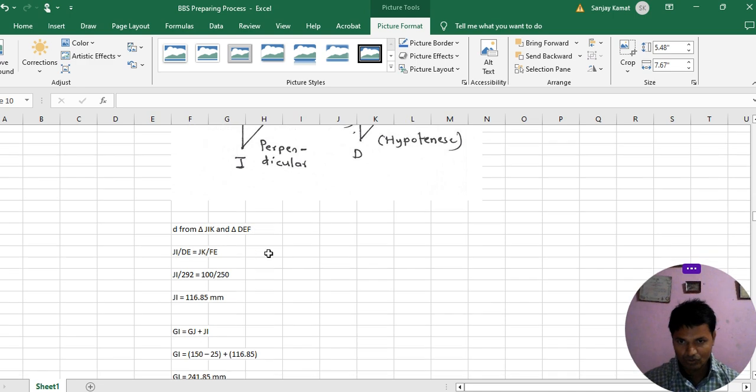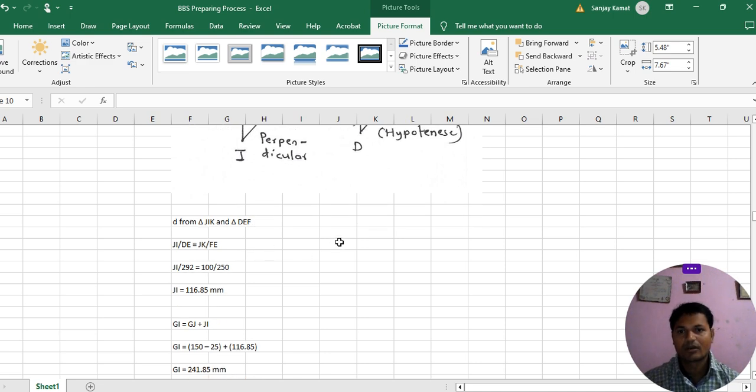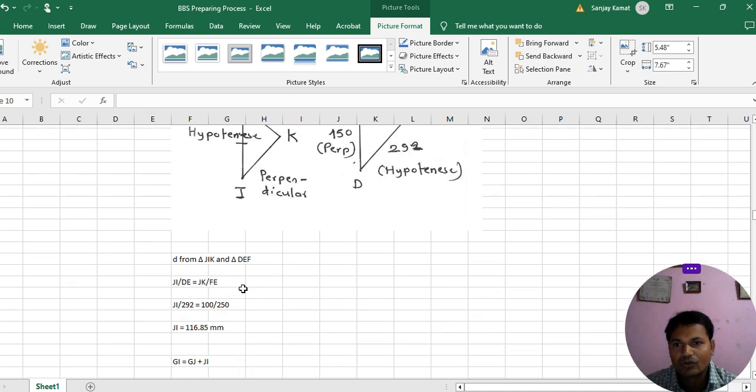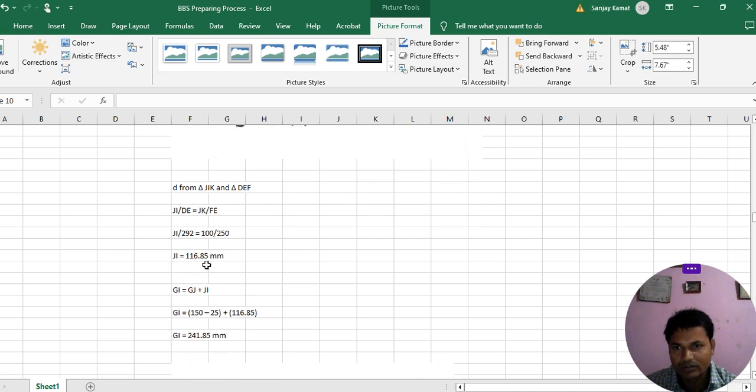This will be the hypotenuse. So now, using the Pythagoras theorem, you can calculate it for GI and JI. Okay, so JI is how much? Now after solving this, you can do cross multiply. After doing the cross multiply, you get JI is equal to 116.85.